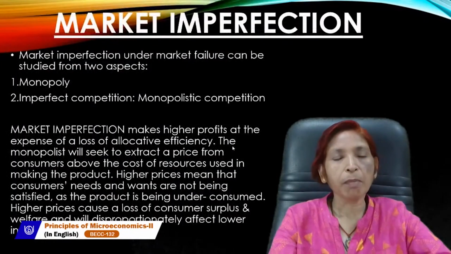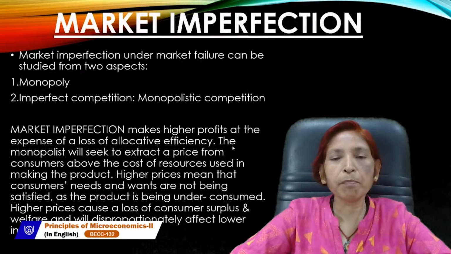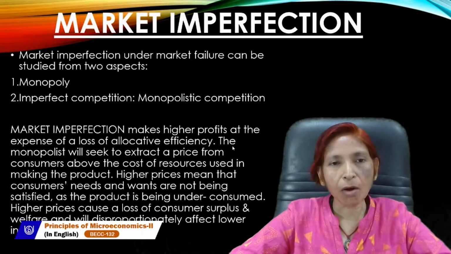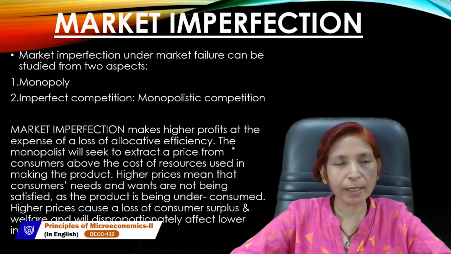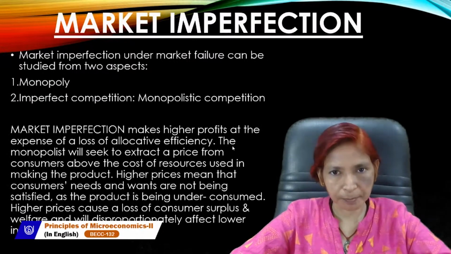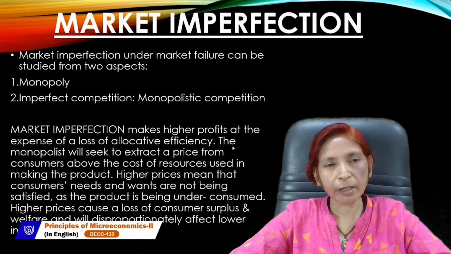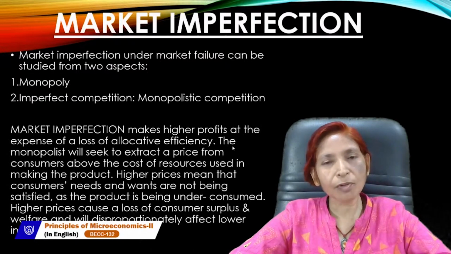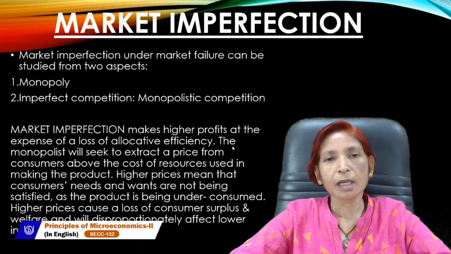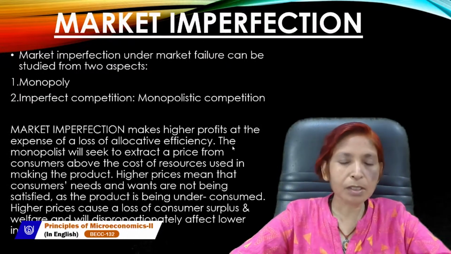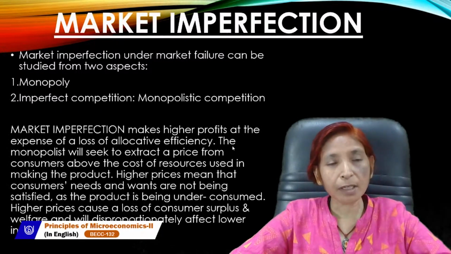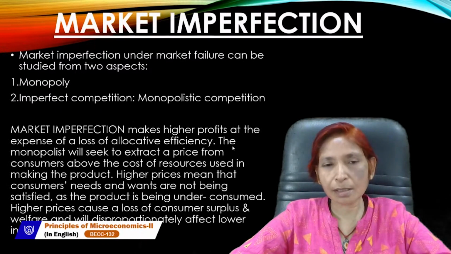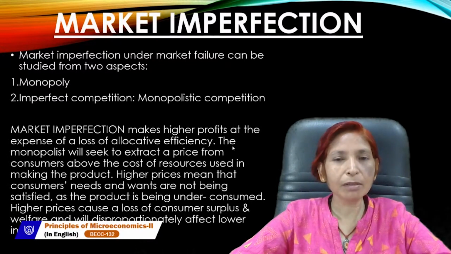So these are the main causes of market failure. Next is market imperfection. Now we will explain all these points, which are the main causes of market failure. The first point is market imperfection. A perfectly competitive market is called the only successful market, because in perfect competition, resources are efficiently allocated. But if any imperfection exists, then the market will be called a failure market.